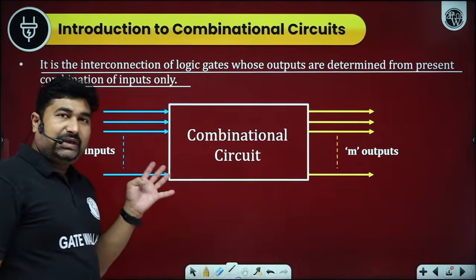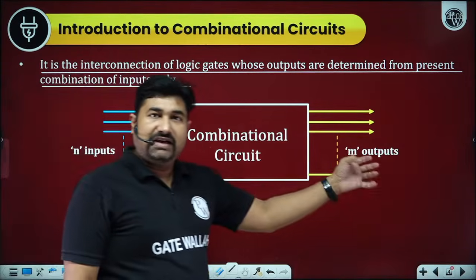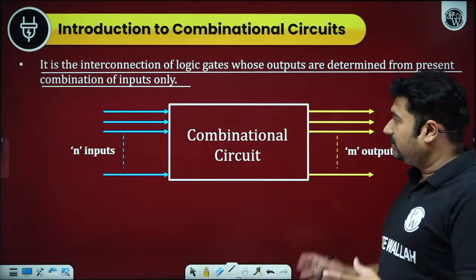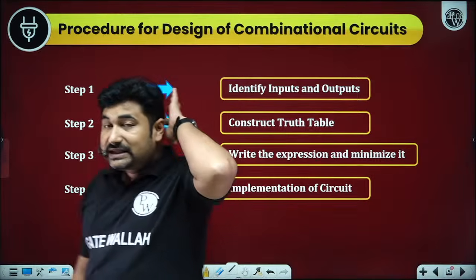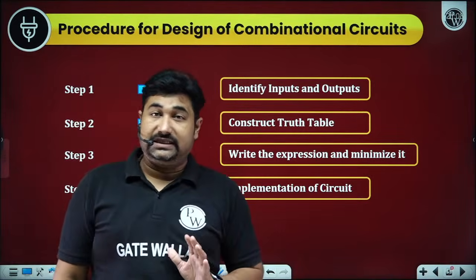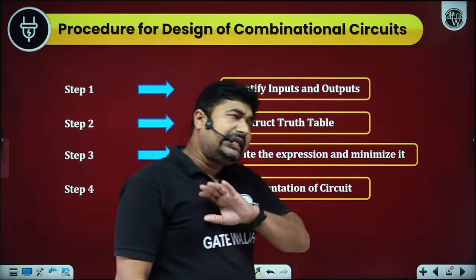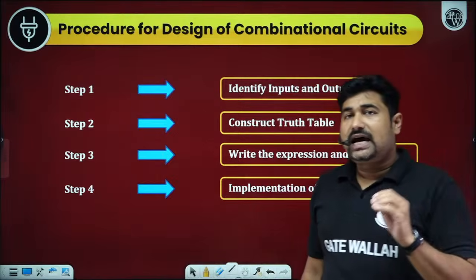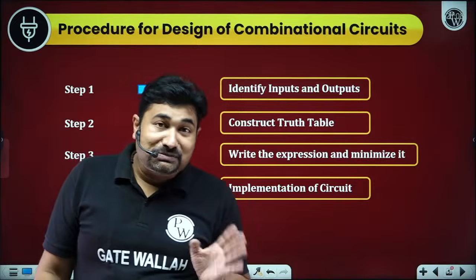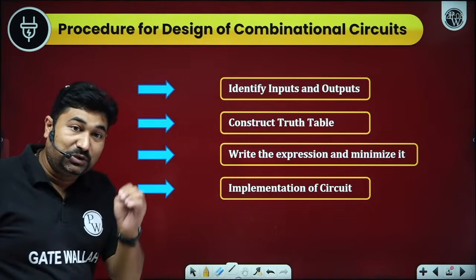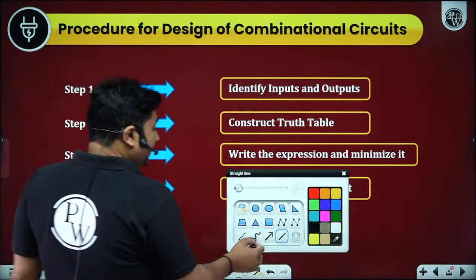Now please observe. We may have n number of inputs and n number of outputs possible in the combinational circuit. Now the first question is how to design any desired combinational circuit. If you want to design any desired combinational circuit, you must go with the 4 steps only. What are the 4 steps? Now please observe and please mention in your notes as well.